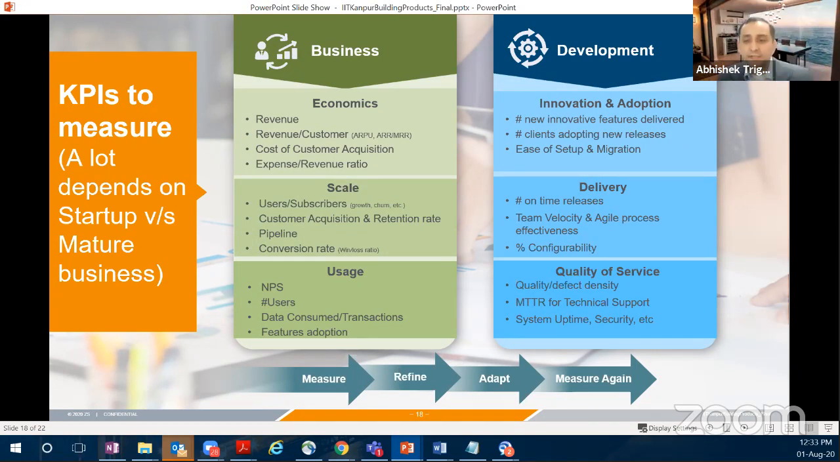The first one on business side is that of economics. At the end of the day, we all are in the business to make money with these products or some other value addition. So you got to define what that value addition is that you're trying to create. From an economic standpoint, it becomes your revenue per customer, the concept of average revenue per user. You can do it at a monthly level, you can do it at a yearly level, and so on. What is the cost of customer acquisition? What is the expense revenue ratio?